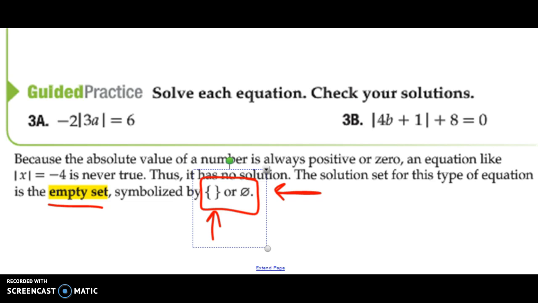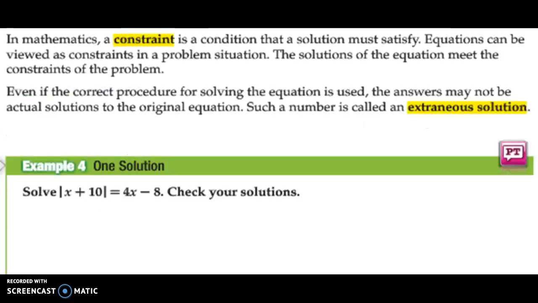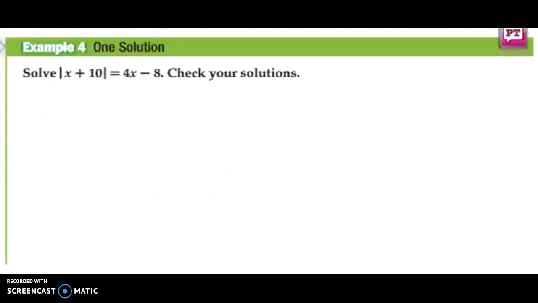So you can use those if you'd like. They're your choice. Alright, so in mathematics there's a constraint, and it's some sort of condition that a solution must satisfy. So equations can be viewed as constraints. You have to find a number that works on both sides of the equal sign. Now, there are going to be times where you do everything right, you do all your work correctly, and you're still going to get 2 answers, but you have to check your answers because there's times when they don't work. A number where you do all the right steps, you do everything correctly, but it's not a correct answer, is called an extraneous solution. And we can check for those.